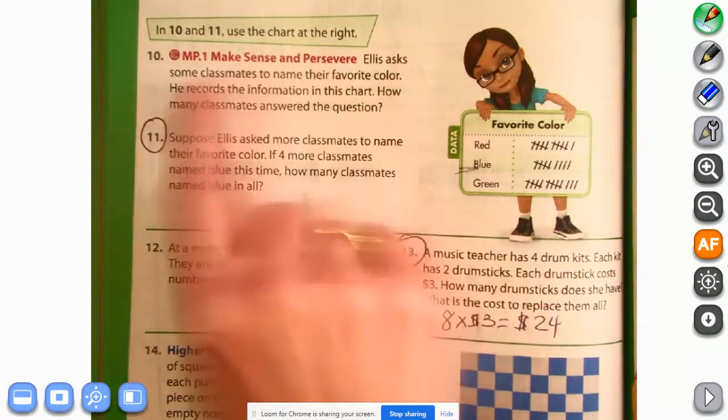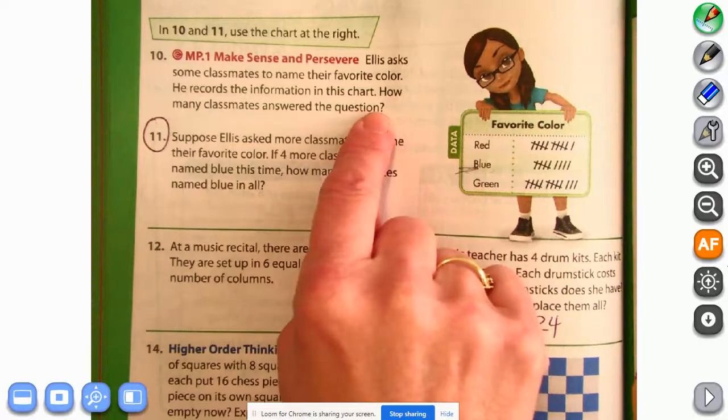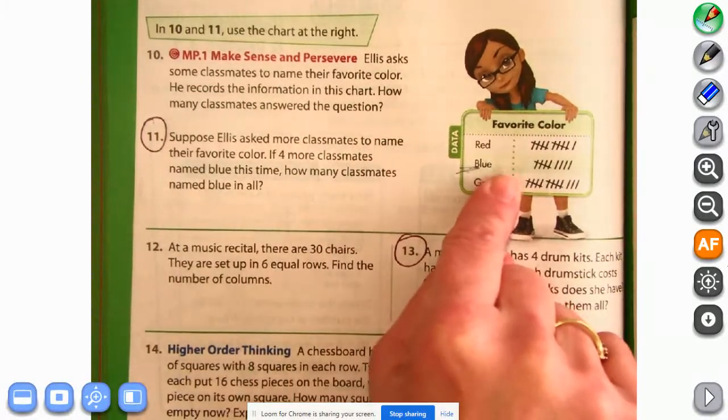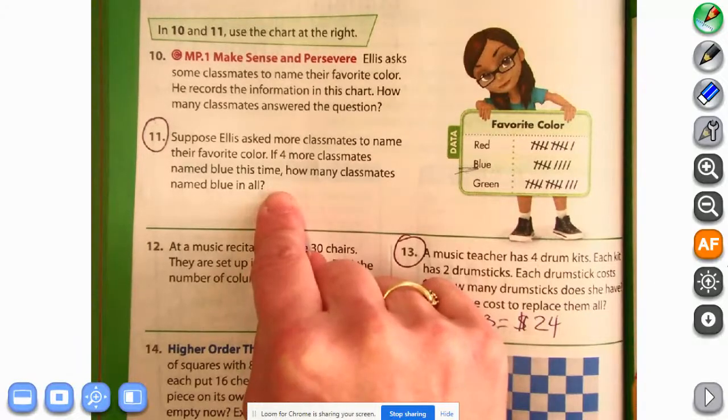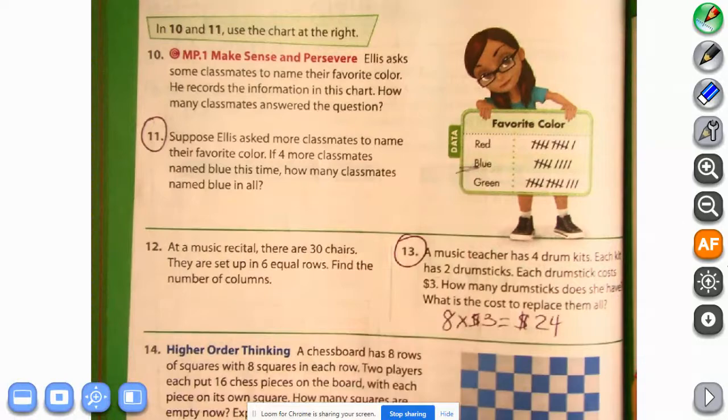So it says Ellis asks some classmates to name their favorite color. He records the information in his chart. How many classmates answered the question? So what we're looking at is blue because it talked about the blue ones. So we're really only looking for the blue to find out how many.